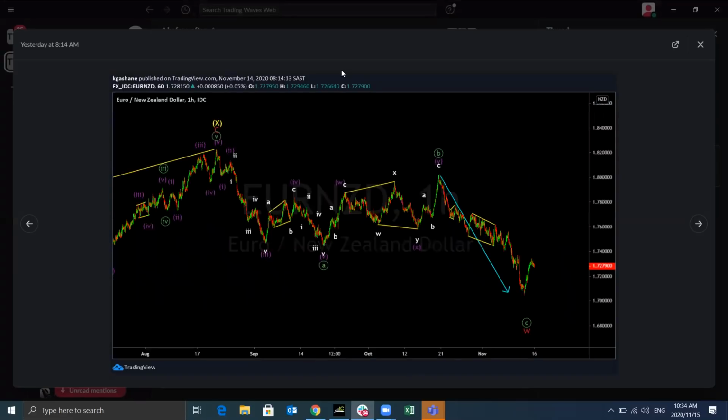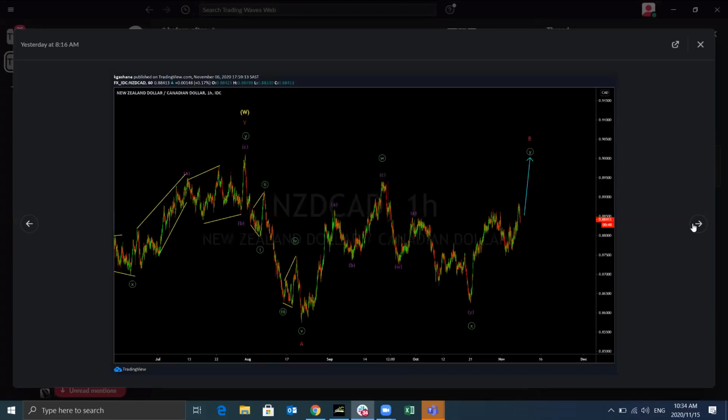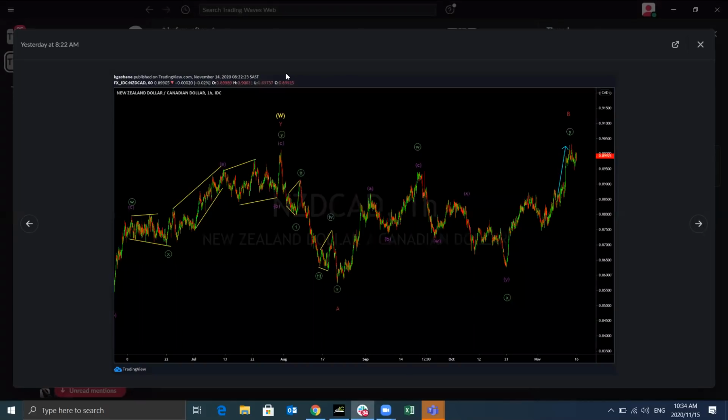Right, so this is Euro New Zealand that moved from right at the top. As you can see, this is how it has played out, and we're now starting to look for a push to the upside here. That is Euro New Zealand. Let's look at the rest. New Zealand CAD, this was the forecast. How did that play out? Let's have a look there. Exactly as forecasted. It's like magic, right? That is New Zealand CAD.